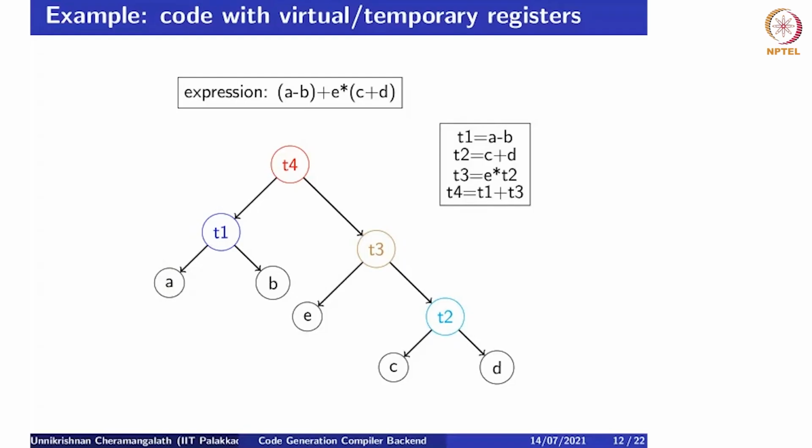Yes, but I still don't understand how we came to the number 4. Yeah, I just randomly said it should be possible with 4 registers. Suppose you are storing A minus B in one register, C plus D in another register, E star T2 in another register, and T4 in another register. That's what I told you as a random, naive answer.